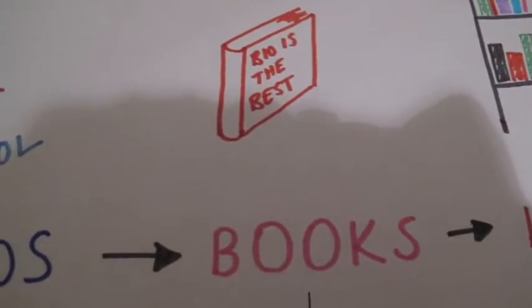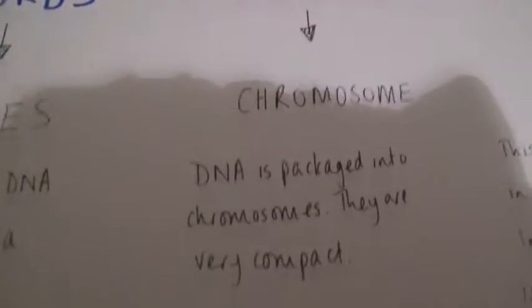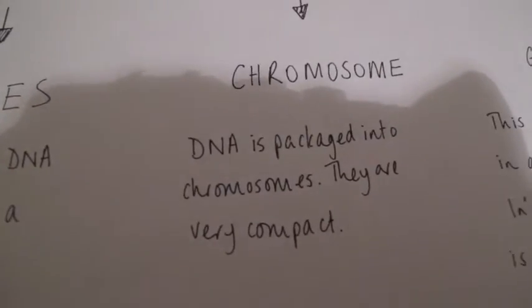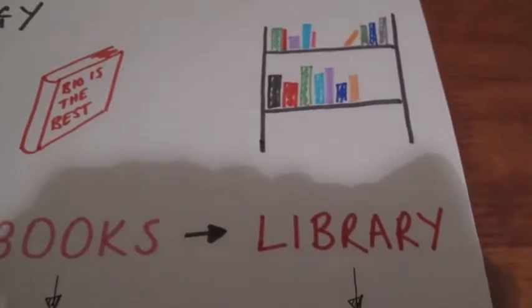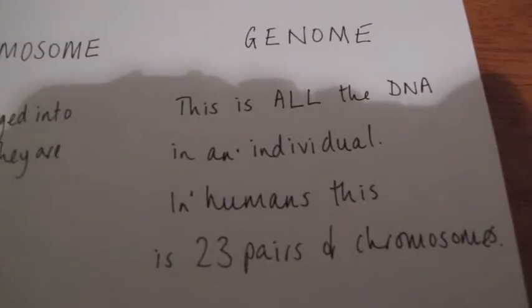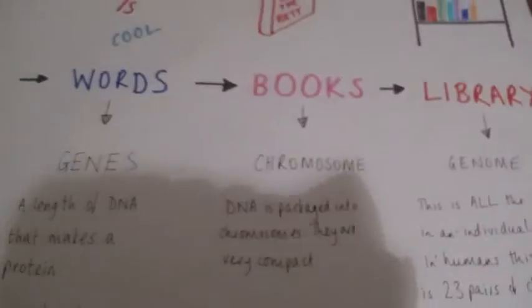Words join together to make books, and the books are like the chromosomes, and the DNA is packaged into chromosomes, which are very compact. Books join together to make a library, and all of the DNA in an individual is called a genome.